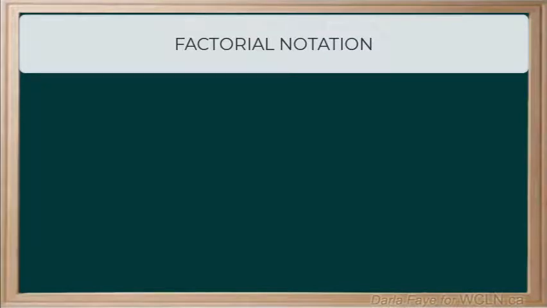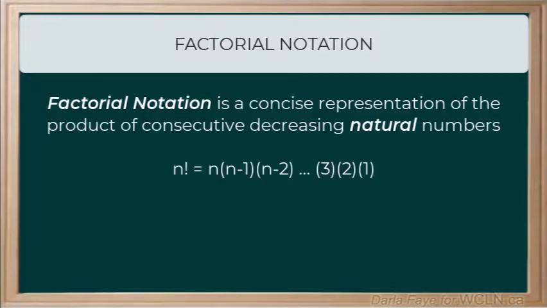Factorial notation is a more concise way to write out the product of consecutive descending natural numbers. Wow, that's kind of a mouthful. Let's look at this complex looking expression and see if we can break it down a little bit. n represents the total number of objects that I'd like to arrange in a permutation. I read this little expression as n factorial. So that exclamation mark represents factorial.